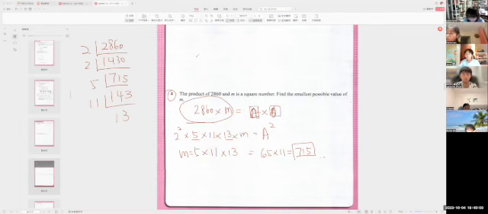I have a number 1800 times a number n equals a cube number. What is the number n? Please calculate it.